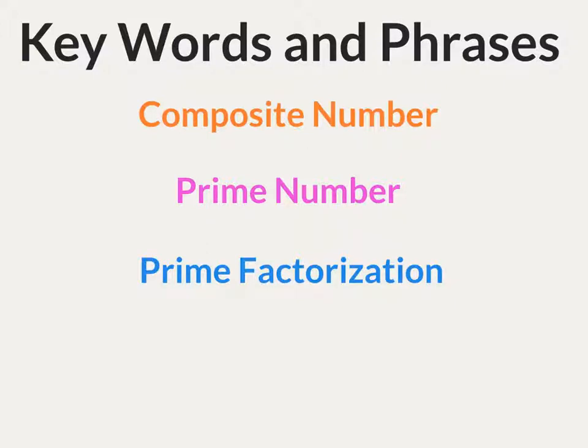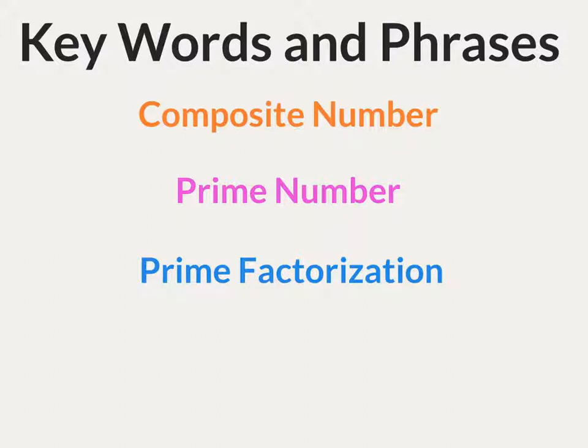A composite number is any number which has factors in addition to the number 1 and itself. So for example, the number 10 would be a composite number because it does have the factors of 1 and itself, 1 and 10, but it also has the factors of 2 and 5. Since it has factors in addition to 1 and itself, 10 is a composite number.